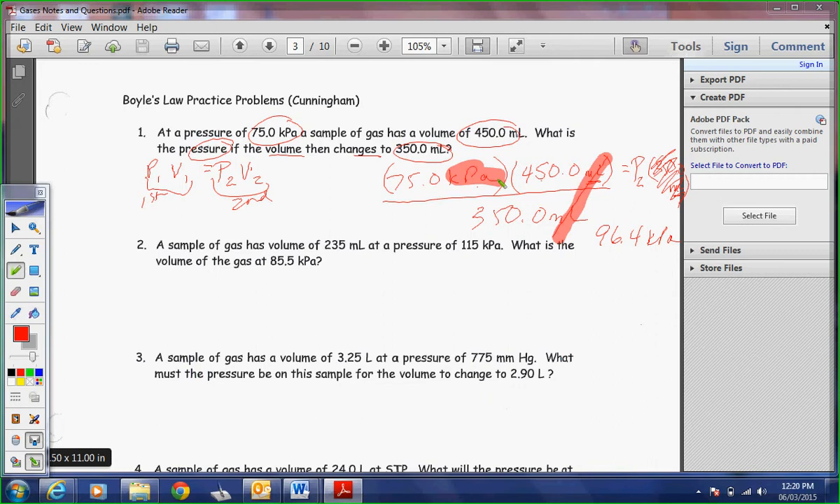The two difficult things are knowing which V goes with which P, and putting it on the correct side of the equal sign, and then your units. So be wary of those as you go through the sheet. Okay? And that's it. That's all. There isn't much to it, but watch out for those red flags. Okay, everybody has something to do?